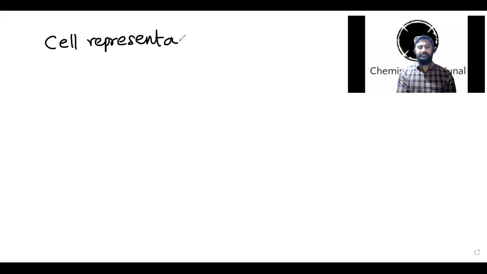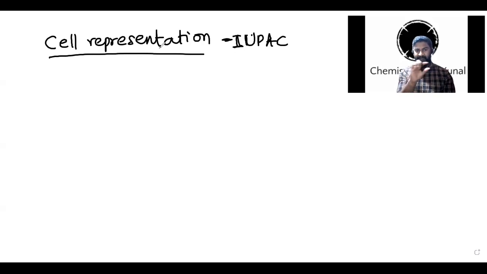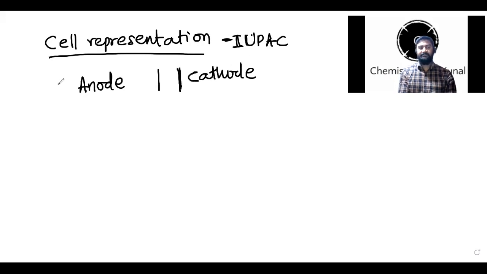For cell representation, there is a convention given by IUPAC. IUPAC said that if you want to represent a cell, we have to do it in such a way that just by looking at the representation, the entire picture of the cell should be clear. Meaning, first we will write the anode. Then we'll draw two parallel lines like this and separate it from the cathode. This is the first thing that IUPAC said.